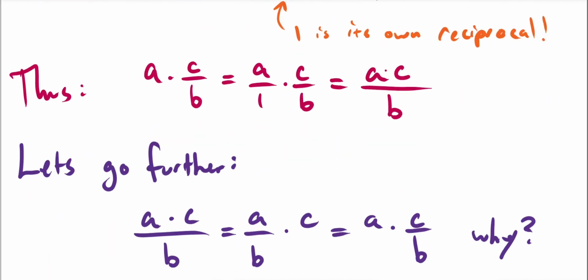But let's actually take this further. I want to remark that there's a few different ways that we could write a times c over b, and they're all the same. You can always choose to divide into one or the other of those terms. This is either a over b times c or a times c over b. Why are we allowed to do that? Think about this for a moment before we go on to the next thing, and think about how you might explain, is this legit? And why is it legit?